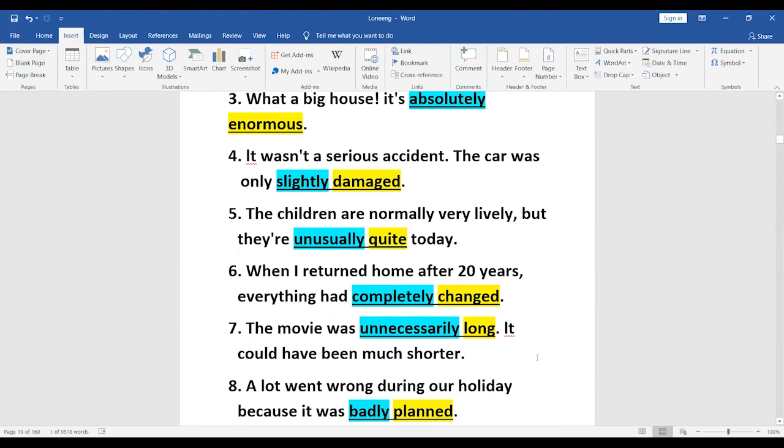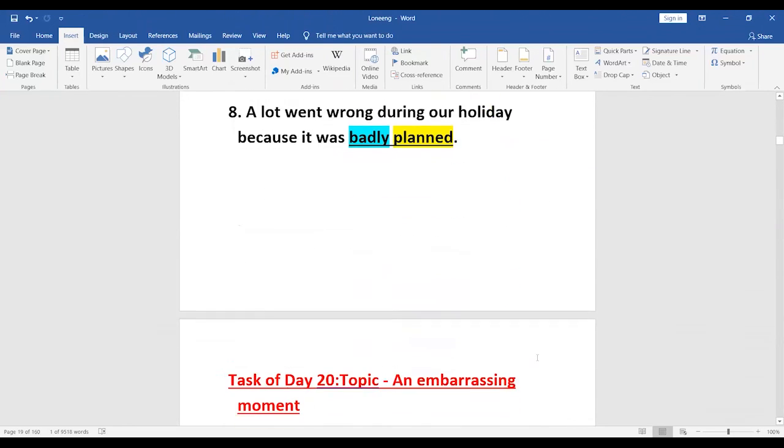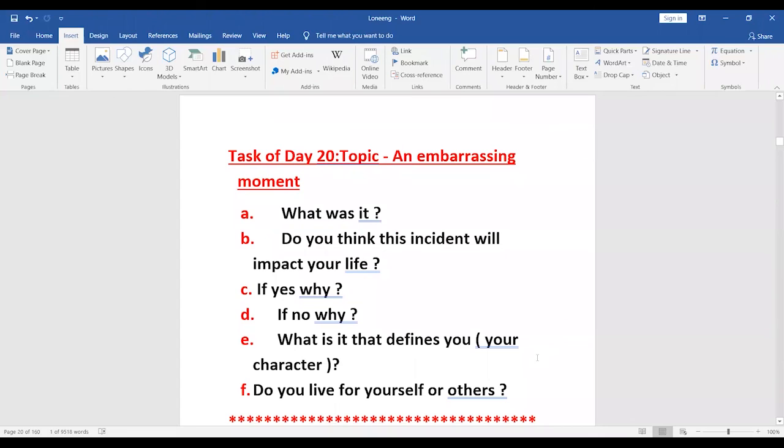All right, so I will let you go now and enjoy the rest of your day. But before that, we've come to the end of the session today, and let's talk about the task of day 20. The task for today is an embarrassing moment. So, have you ever encountered an embarrassing moment?